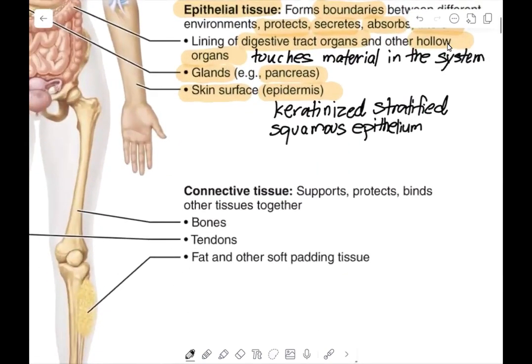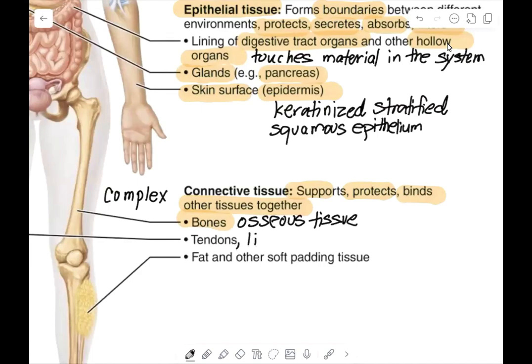The last type is going to be the most complex, which means there are many subtypes of connective tissue. It's responsible for supporting, protecting, binding other tissues together, and it varies between bones, fat cells, tendons, ligaments. So bones, for example, are referred to as osseous tissue. The tendons, there's also ligaments, which fit into the same category.